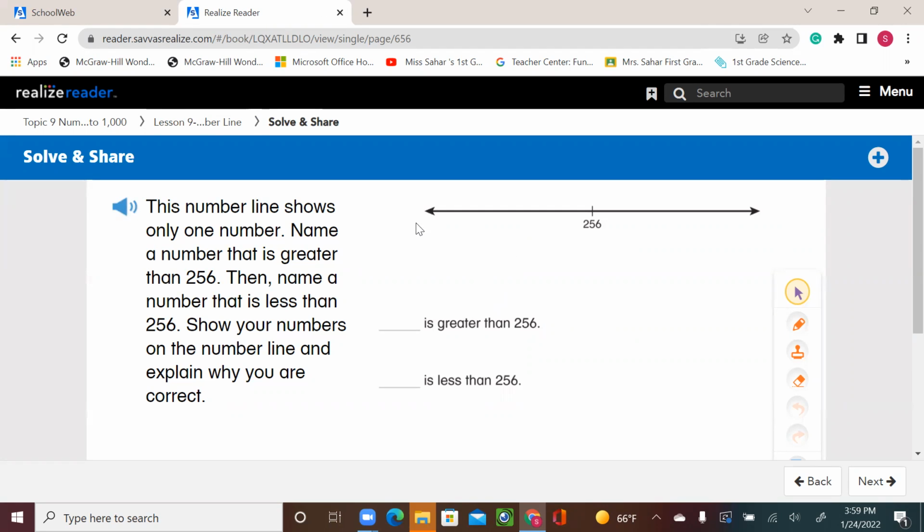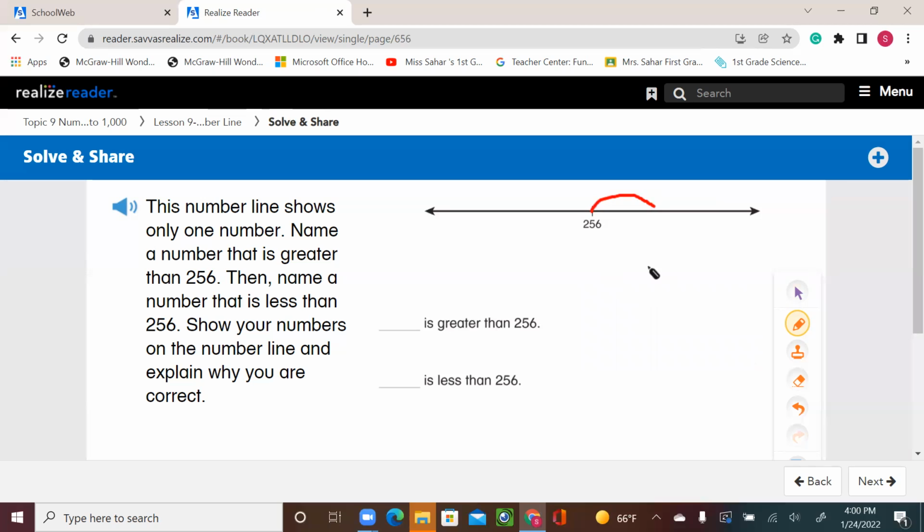All right. So this is a number line, and all we have on the number line is 256. So show a number that is greater than 256 or less than 256. Let's put this in mind: when I say greater than this number, that means I'm moving toward the right. So 256, and I'm going this side, as you see my cursor. Let me use a marker like this. So this is when I'm saying greater than.